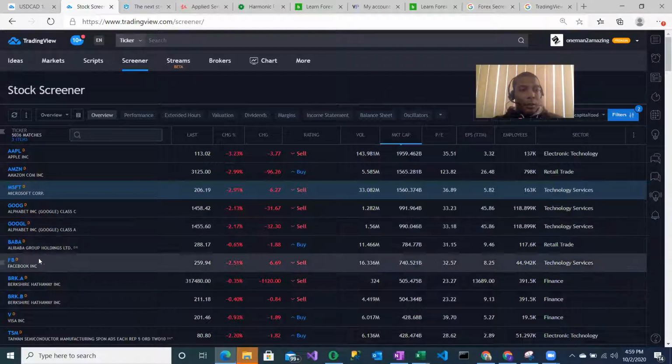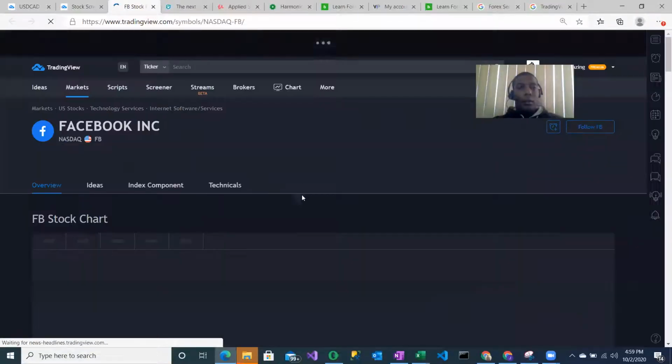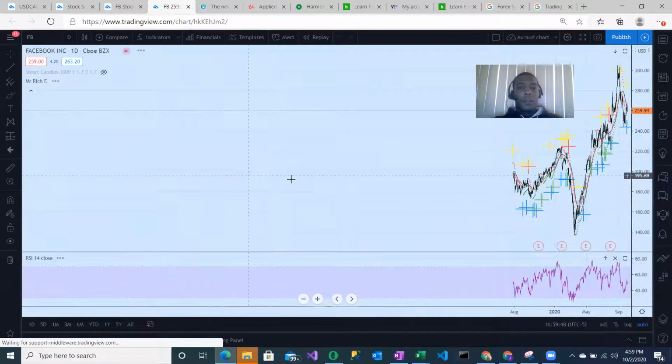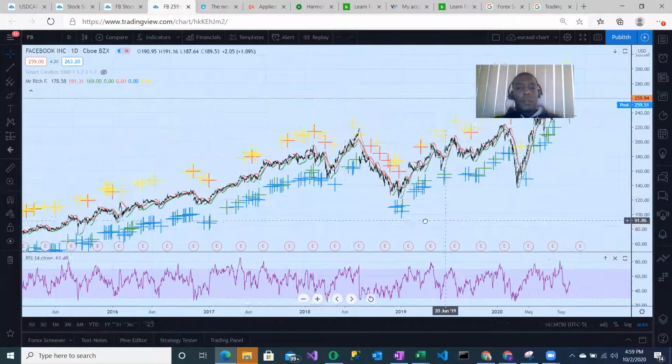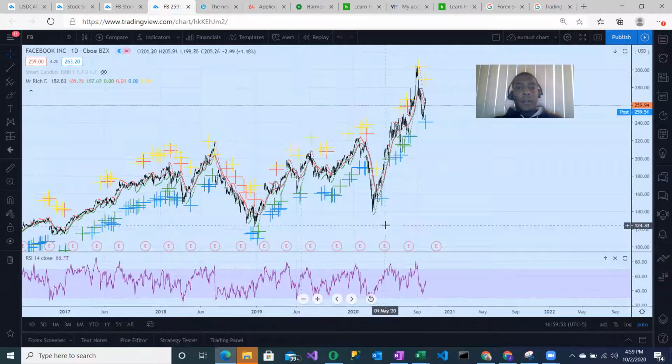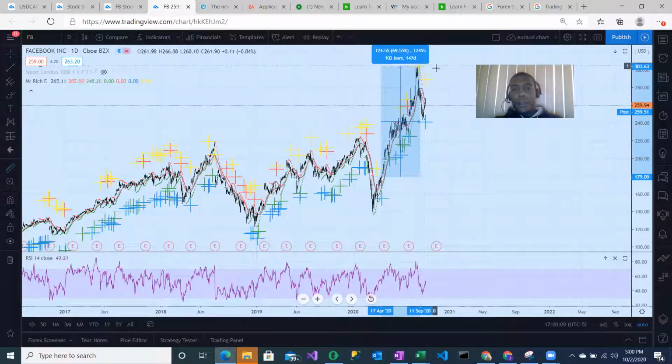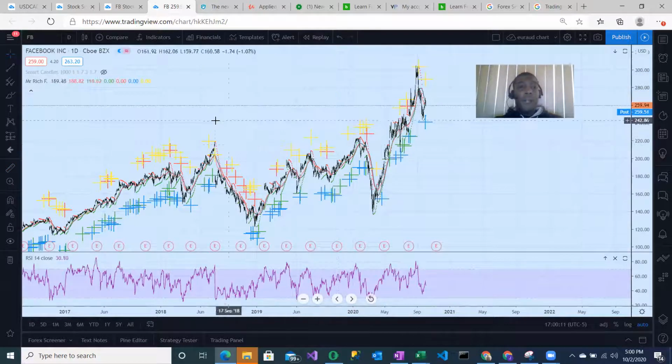Oh, let's take a look at Facebook. Facebook again has been on the climb, and guess what? Around the same time, actually a month later, Facebook price does something nice for us. So we're going to take that up there. Ooh, 69%. Those are big moves, and that's what you're looking for.